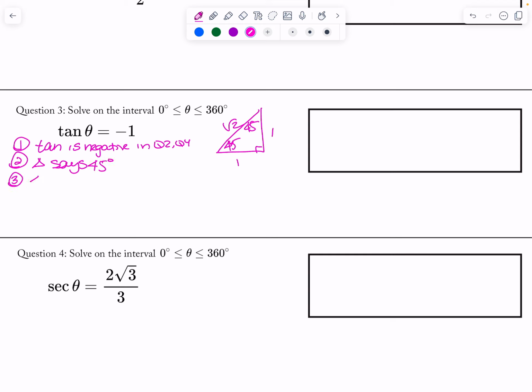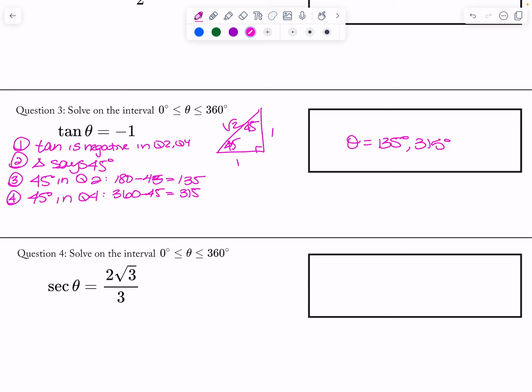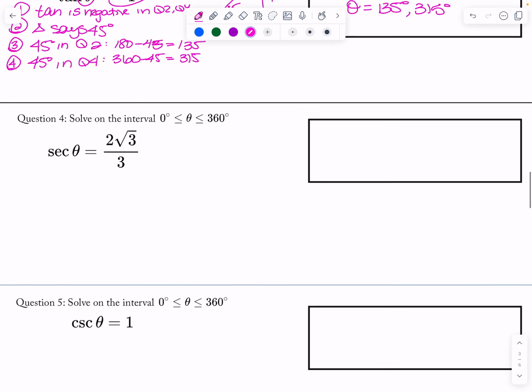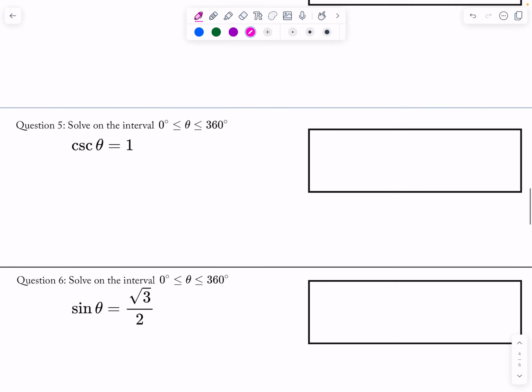So I want to put 45 degrees in quadrant 2, which is 180 minus 45, which is 135. And then I want to put 45 degrees in quadrant 4, which is 360 minus 45, which is 315. So my theta is 135 degrees and 315 degrees. And if I were to plug in 135 and 315 for my theta, I should get -1.